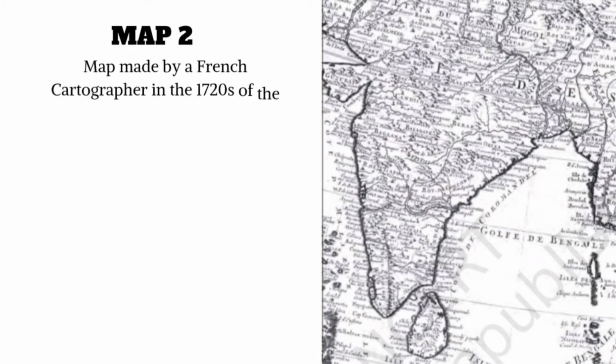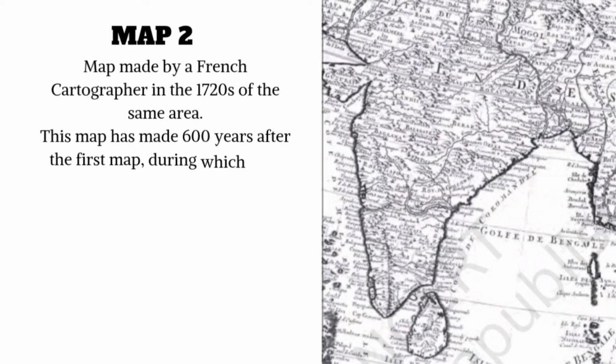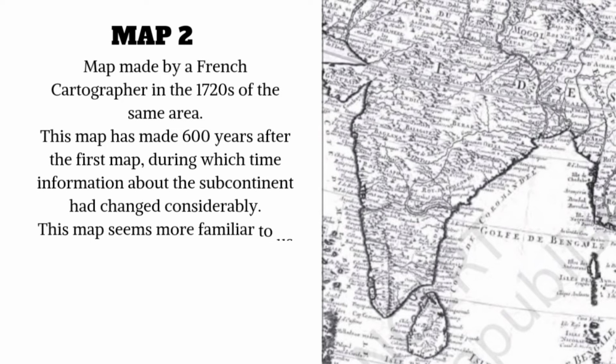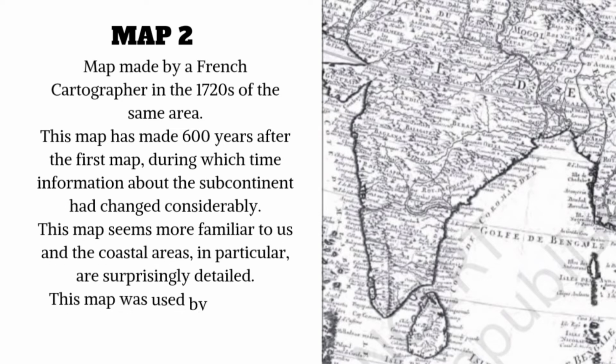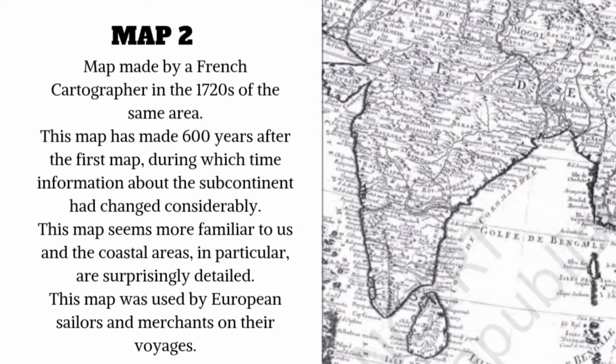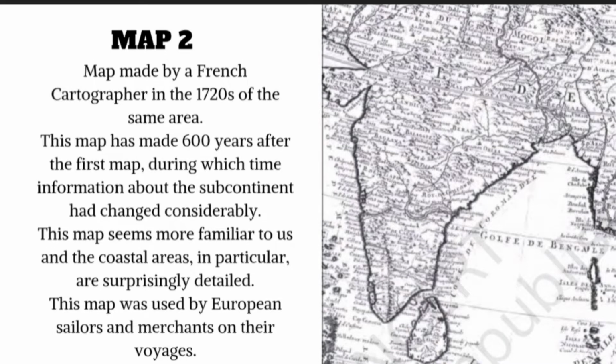The island can be seen. The second map is made by a French cartographer in the 1720s of the same area, that means the Indian subcontinent. This map was made 600 years after the first map, during which time information about the subcontinent had changed considerably. This map seems more familiar to us, right? And the coastal areas in particular are surprisingly detailed. This map was used by European sailors and merchants on their voyages also.